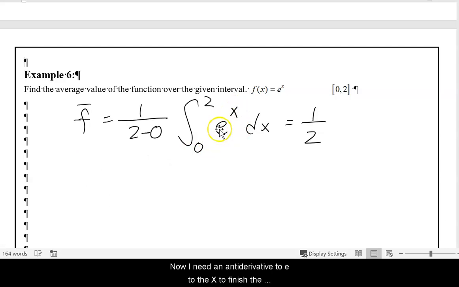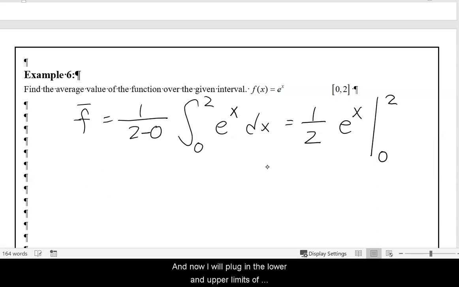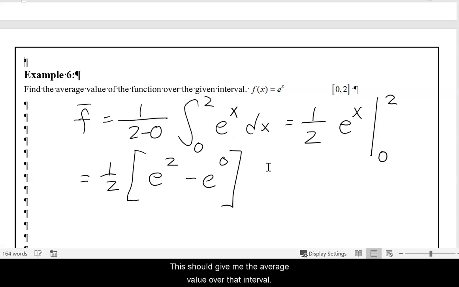Now I need an antiderivative of e to the x to finish the definite integral. An antiderivative of e to the x is e to the x. And now I will plug in the lower and upper limits of integration to find the value. This gives me 1/2 times, and I can put the rest of it in parentheses, e to the second minus e to the 0. This should give me the average value over that interval.